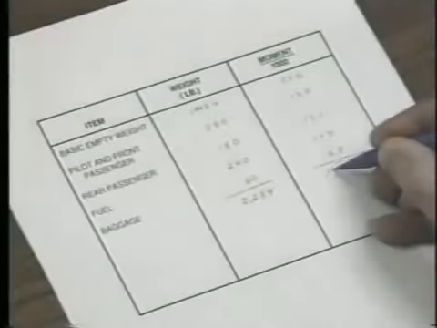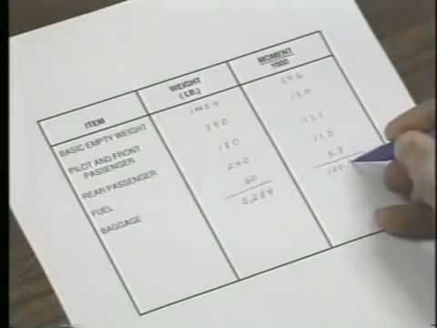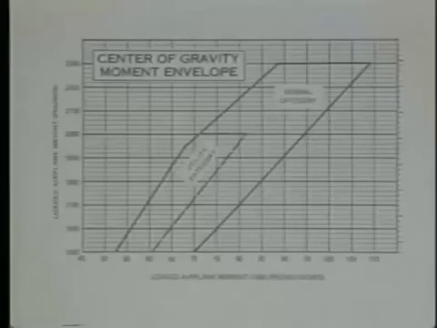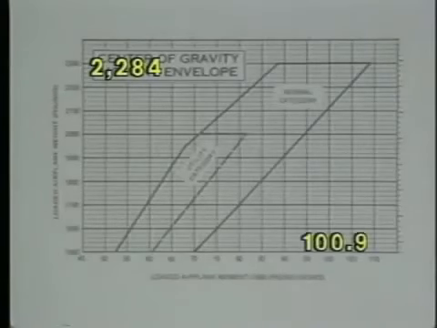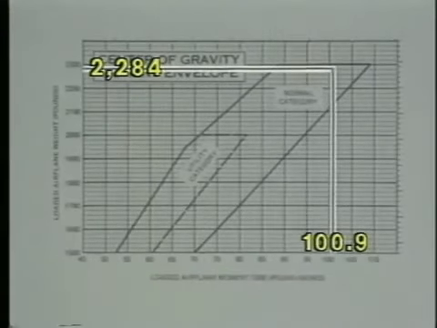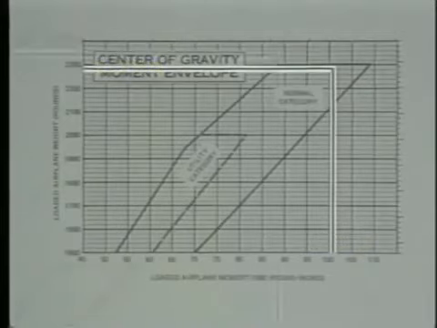Once you have all the items listed and totaled, you must compare the total moment with the total weight to determine if your airplane is within limits. Notice that with this type of graph, you don't have to do any calculations to determine the center of gravity.